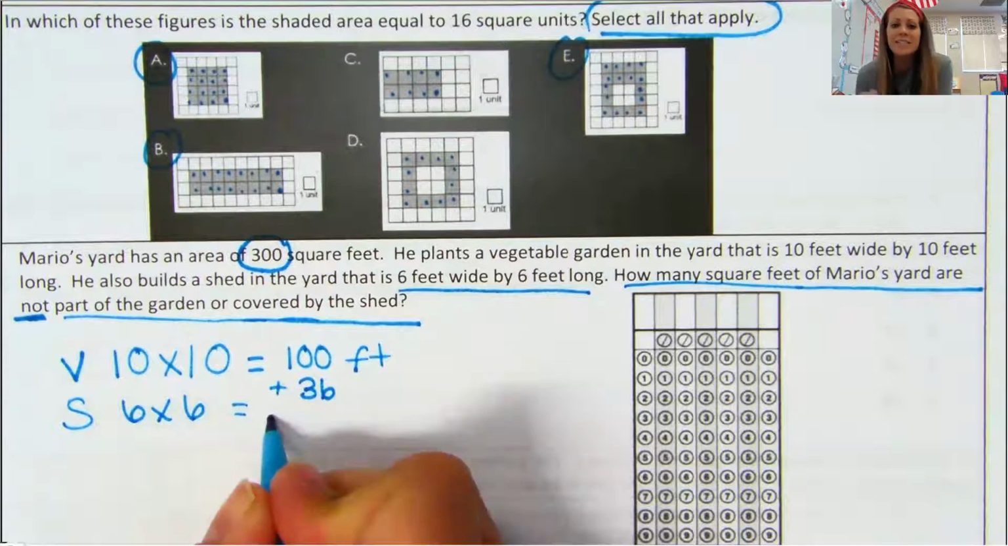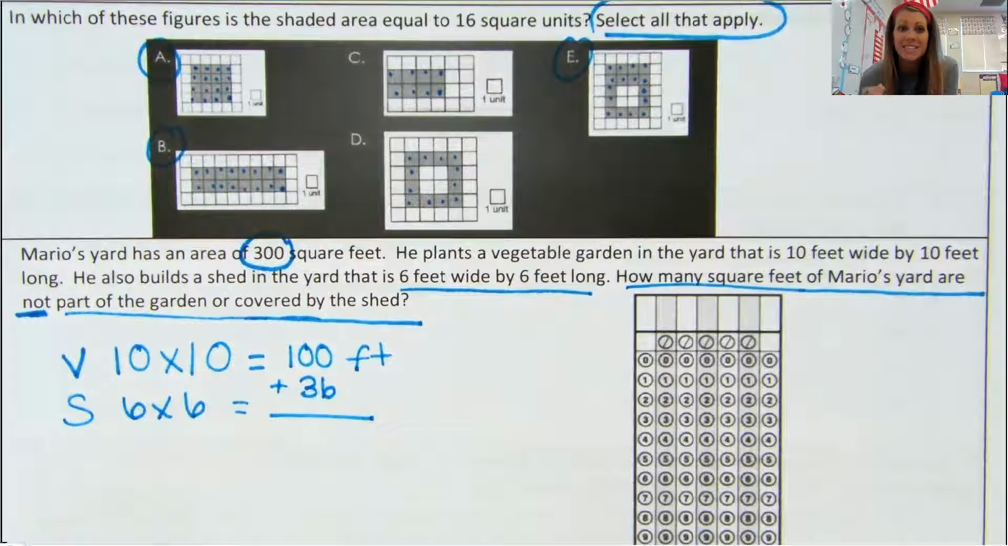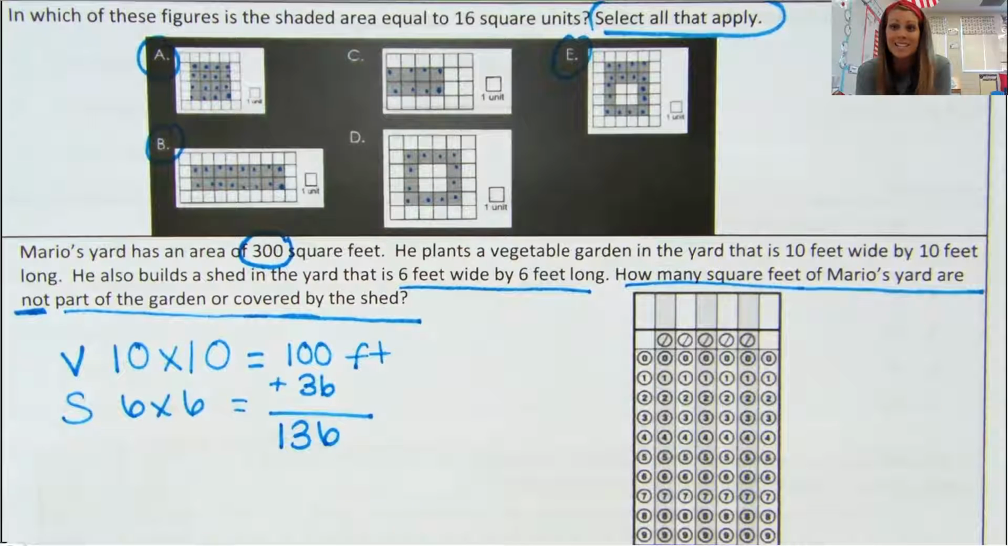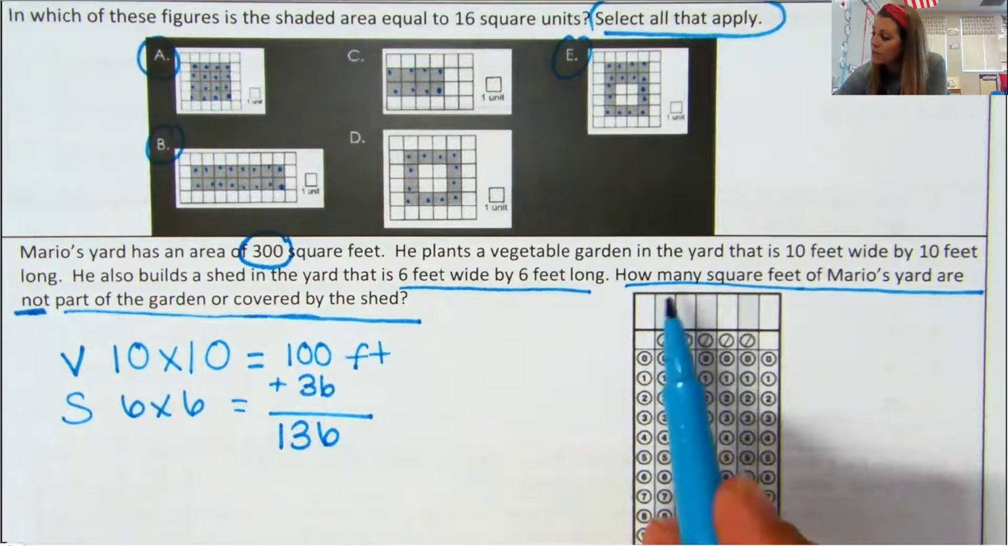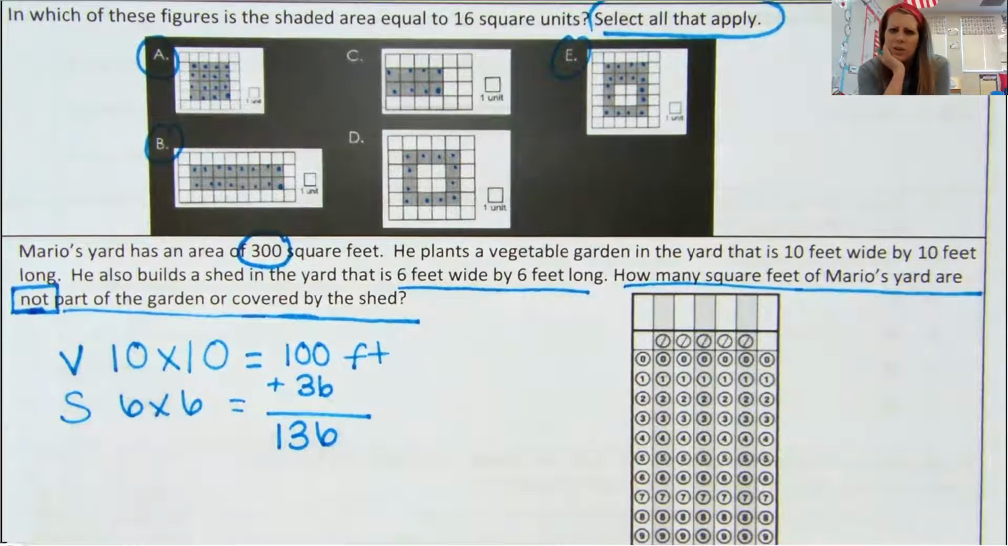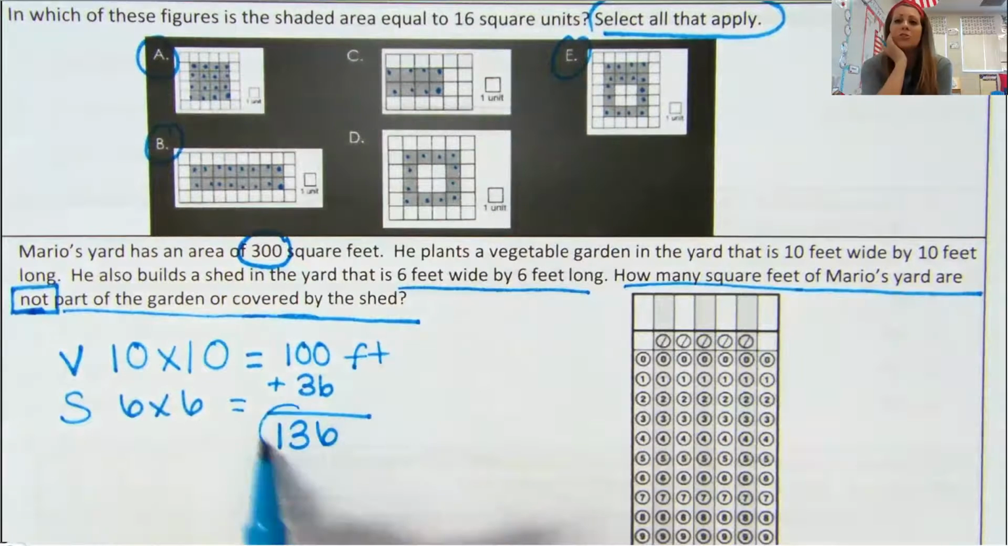So our next step is we're going to add those together because that's how much area he's using for his garden and for his shed, right? So what is 100 plus 36? It's 136, but that's not our answer. How many square feet of Mario's yard are not part of the garden or covered by the shed? So how big was his yard again? 300. So we have 300 and we have 136.